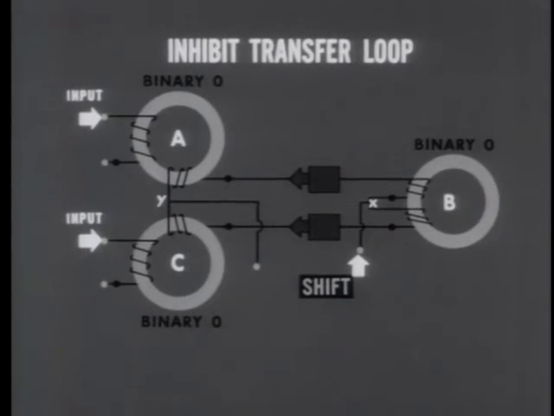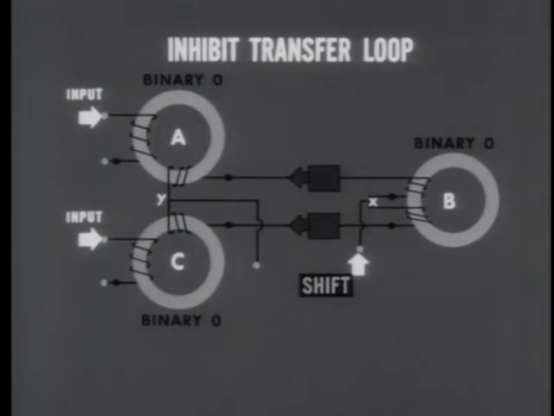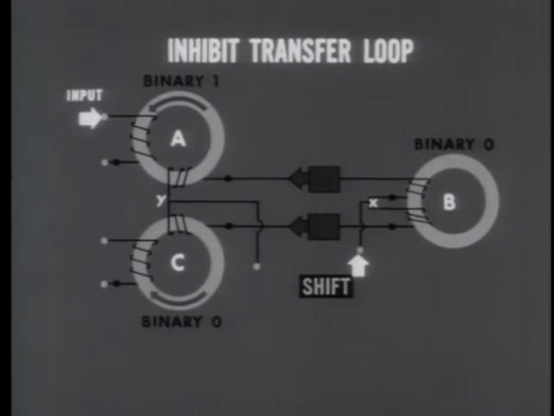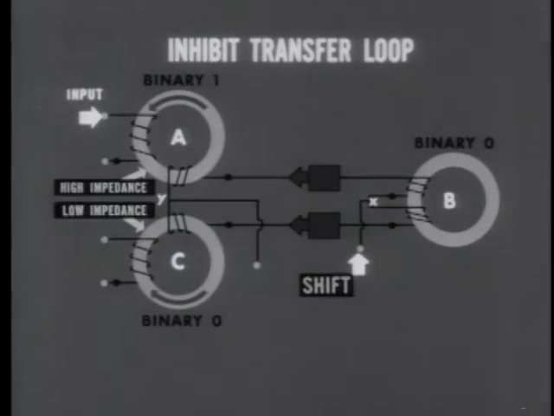To achieve a transfer, we'll apply the input to core A, but not the input to core C. This switches A to 1 with its flux in the positive direction, leaving C at 0 and its flux negative. A dot pulse entering the output winding of A will meet a high impedance, but the impedance at C will be low. Under the conditions we have here, the binary 1 in core A can be transferred to core B.